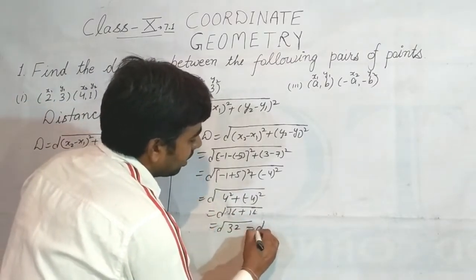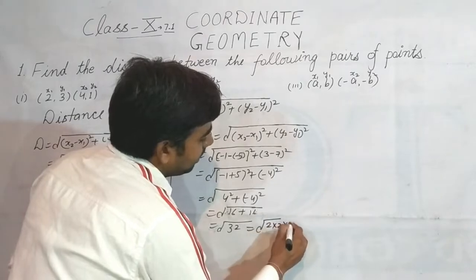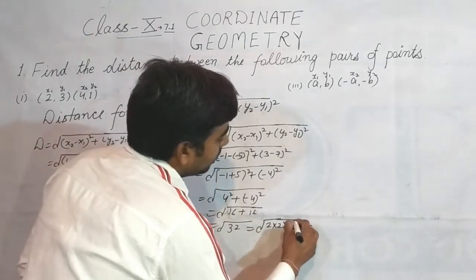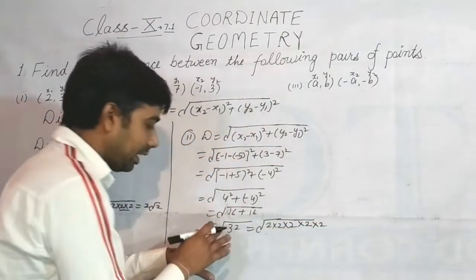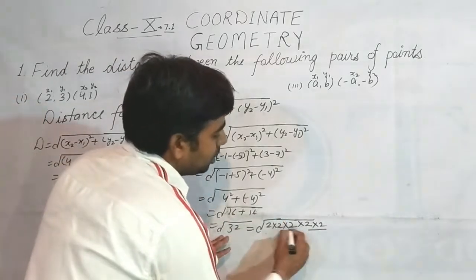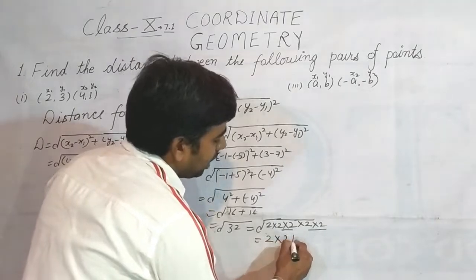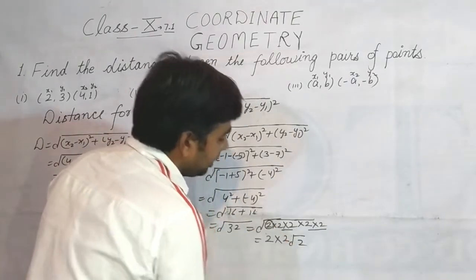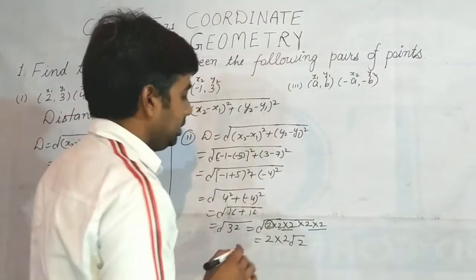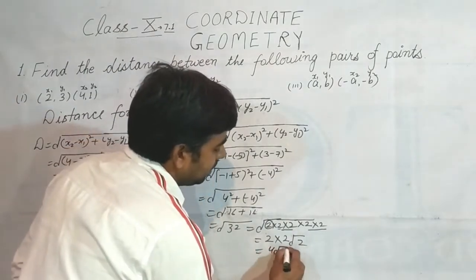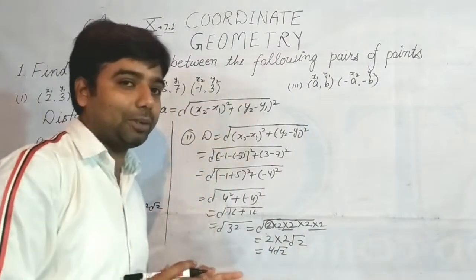32. 2 multiply 2 multiply 2, multiply 2 and multiply 2. If we are factoring 32, we will get this. We also know the pair will come outside, then it will come 2 multiply 2 under root 2, because this number is not having any pair. So this is the answer of question number 2, I should say the second part of question number 1.